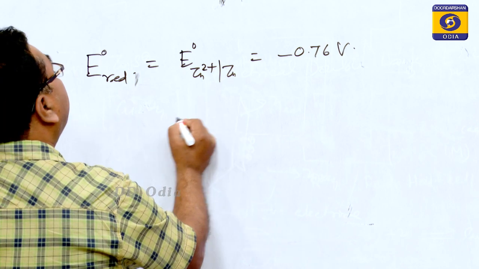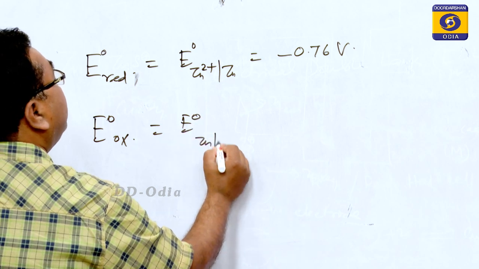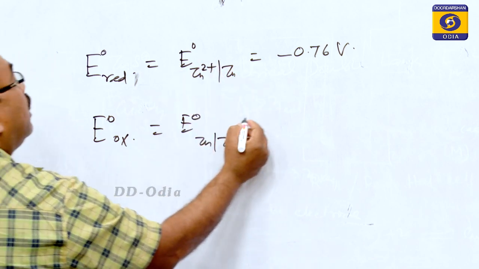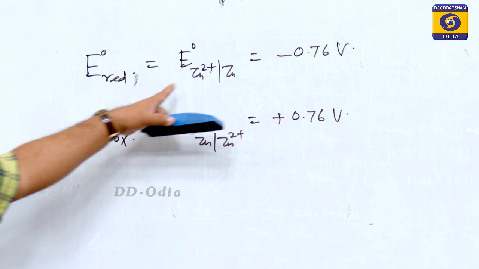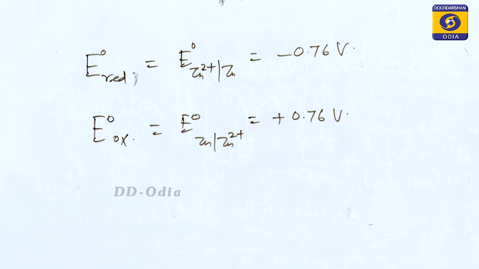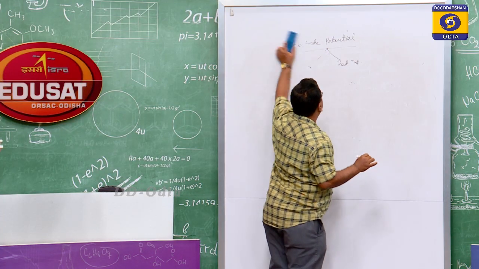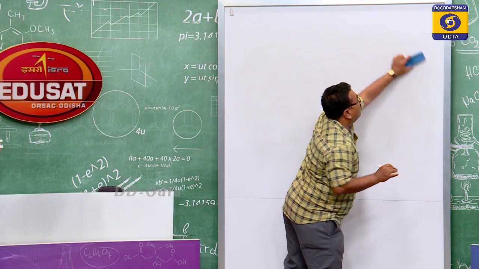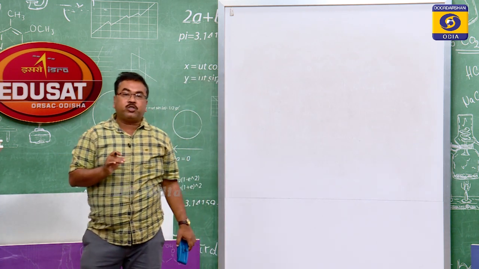The oxidation potential of the same electrode will be written this way, Zn to Zn2+, just reversed, and the value will be plus 0.76 volt. Similarly, for copper the reduction potential will be plus 0.34 volt and the oxidation potential will be minus 0.34 volt. They are the same in magnitude, but opposite in sign. A very important point is that the electrode potential is always expressed as the reduction potential. Whatever electrode potential is written in a problem, you will assume it is definitely the reduction potential.